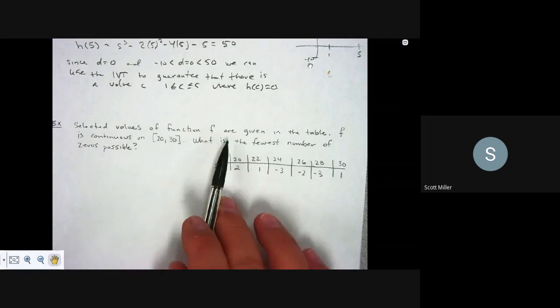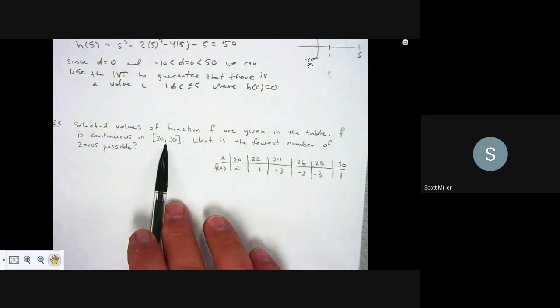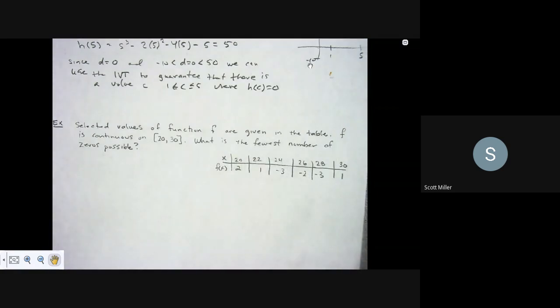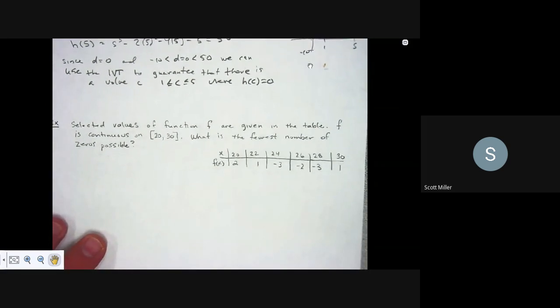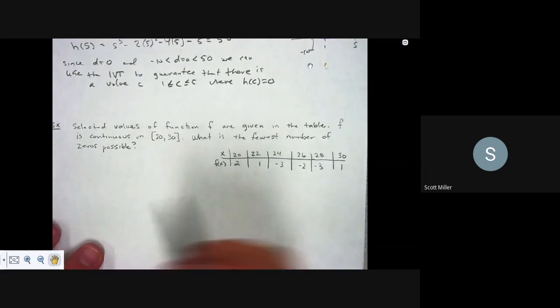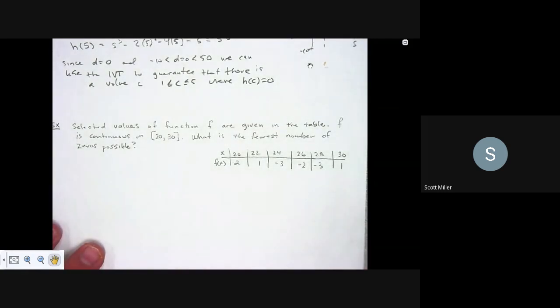Selected values of f are given in this table. F is continuous on this interval right here. What is the fewest number of zeros possible? Okay, so when I'm asking the fewest number of zeros, I'm saying, do I even have zeros? This is a classic example where you would use the intermediate value theorem to try to find, are there zeros? This is how the calculator establishes your zeros.